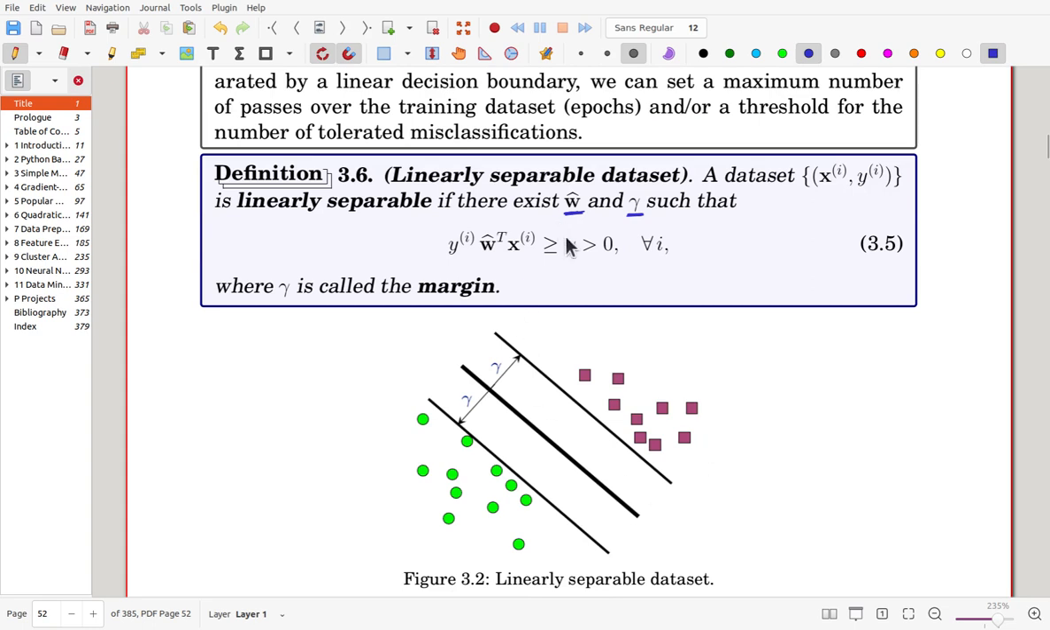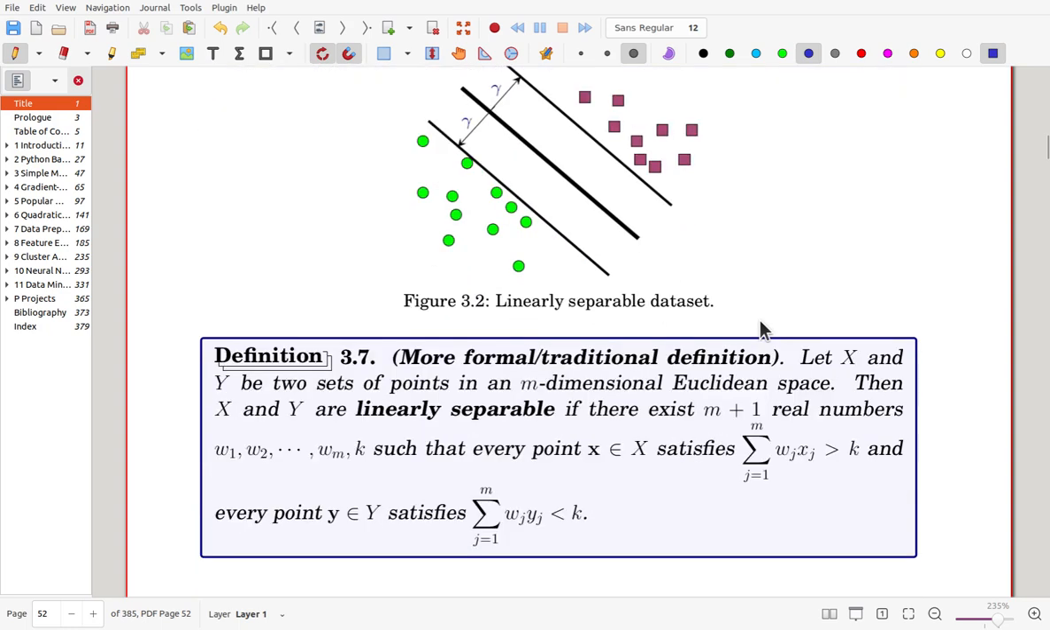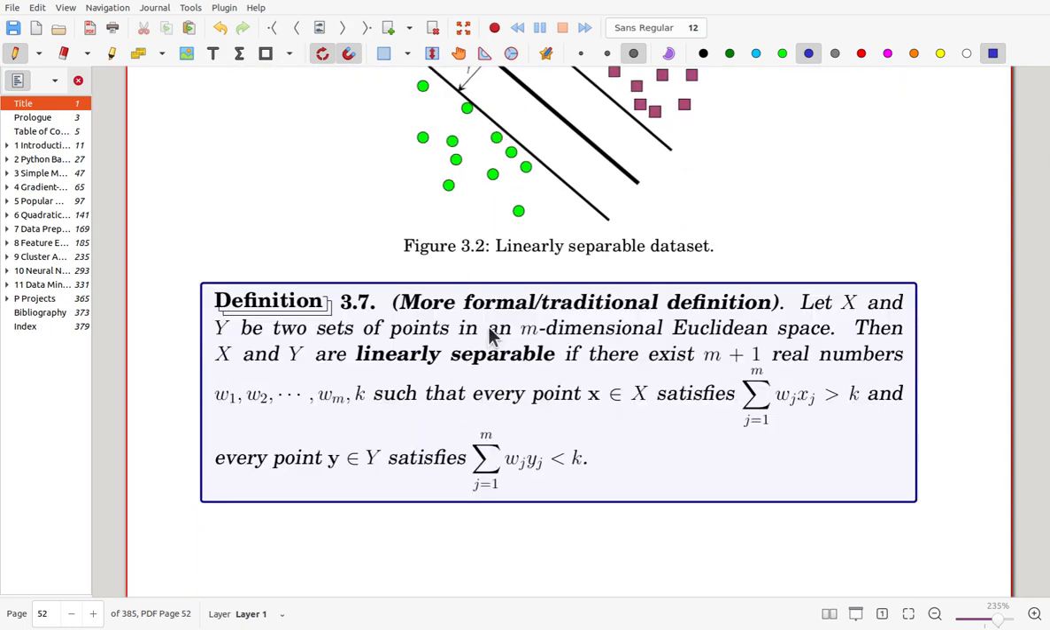Pictorially, this parameter gamma is playing the role of the margin for this strip, so that the half margin is gamma, and again gamma, and the data points are out here for one class, and for the other class, on the other side. That picture is illustrating the linearly separable data set. And a more formal, traditional definition can be given in this way.